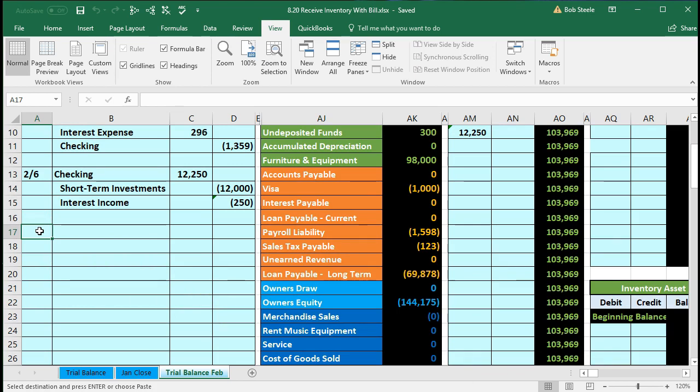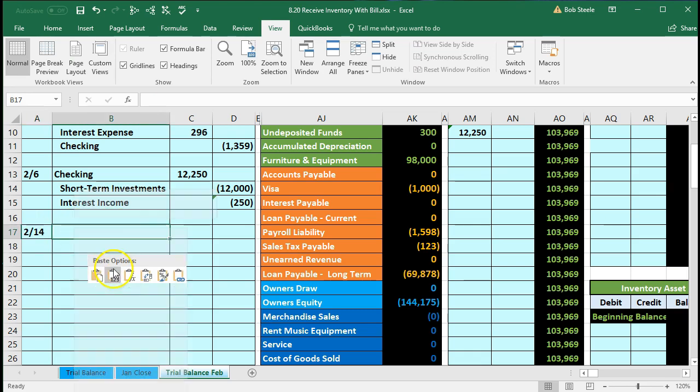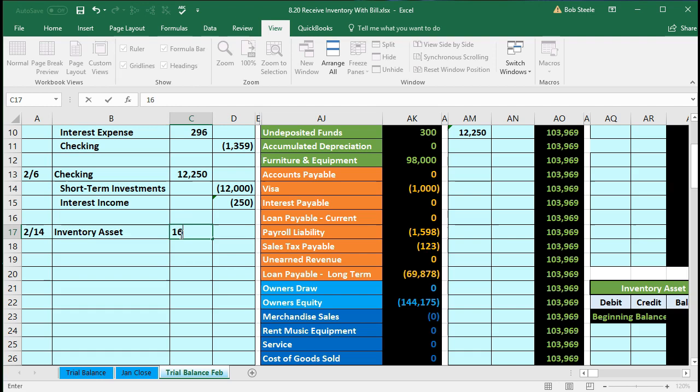It's on A17 and put in the date of 2/14. And we will then right click and paste 123 inventory. We're then going to put the amount, which was 168. 168 is the amount that we actually paid for the inventory. We will then credit something for 168 and put a negative of that number. So we're just going to say negative of that number, or we could just put in a negative 168 as well. And we didn't pay cash, of course.